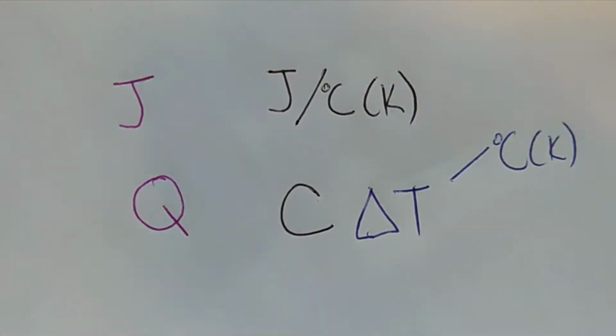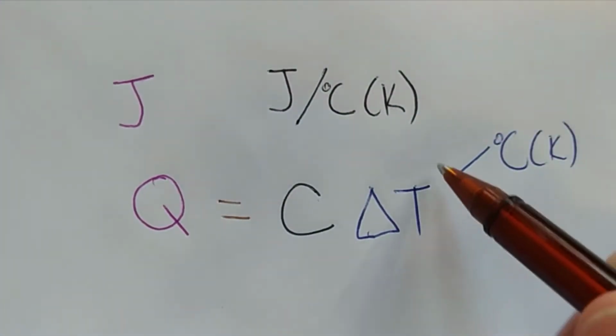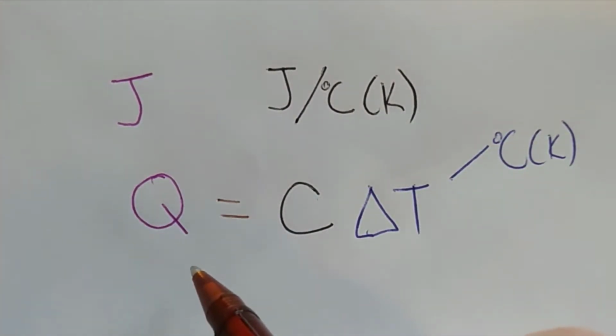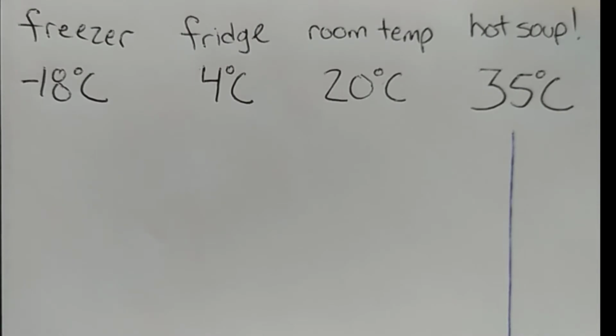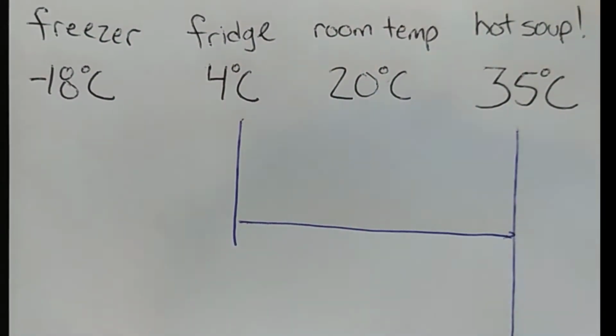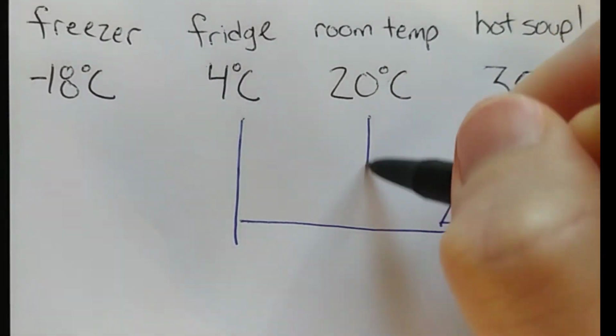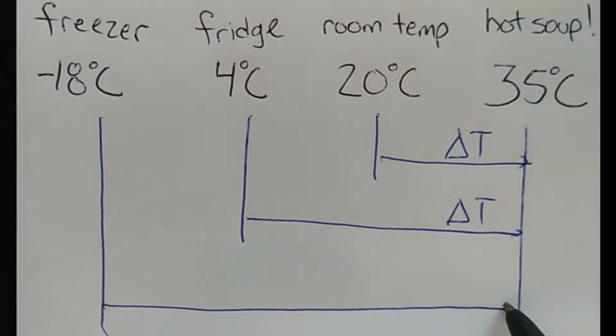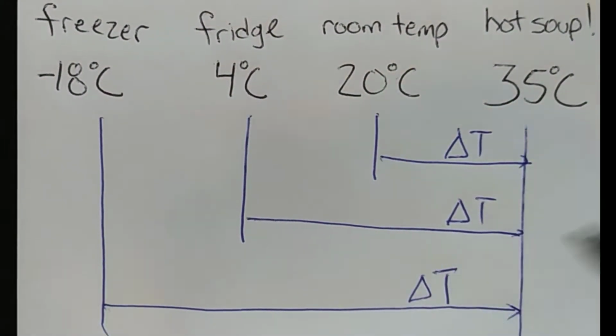From the formula, we can see that if the temperature change increases, the amount of energy required for the temperature change also increases. An example of this is heating up a bowl of soup that was in the fridge. That would require more energy than to heat up the same bowl of soup that had been left on the counter. Similarly, it would require even more energy to heat up a bowl of soup that had been frozen than either of the other two.